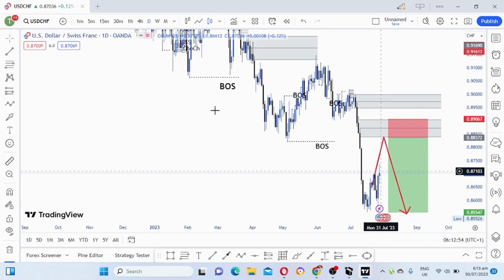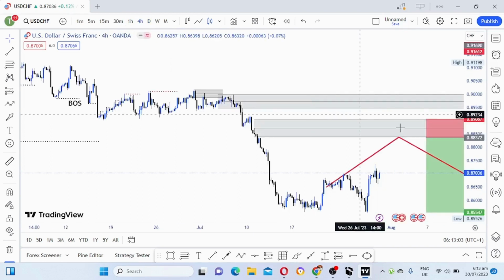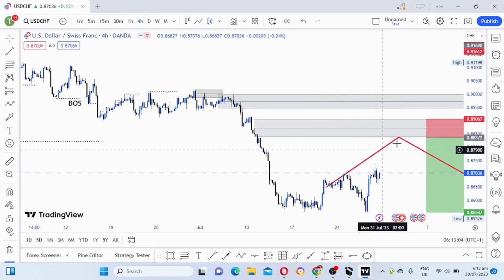So that's all I have on USD CHF. On H4 we are also bearish, so I'm just waiting. I'm only interested once price comes to this supply zone.